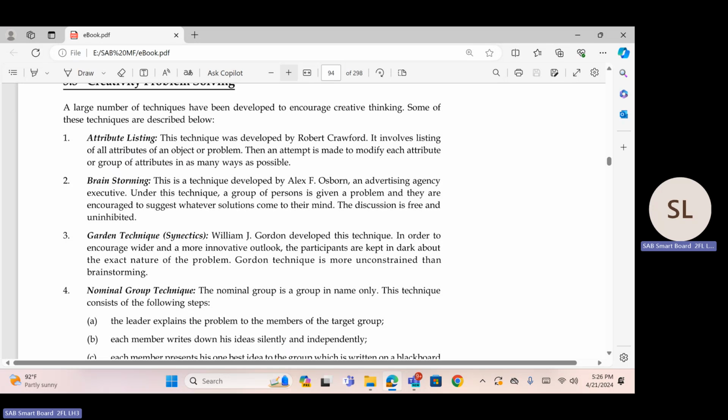This one is brainstorming. It is well known, no? It is widely used. Everybody spontaneously together can come up with problems and ideas, which are discussed at that time itself. Brainstorming is widely used.